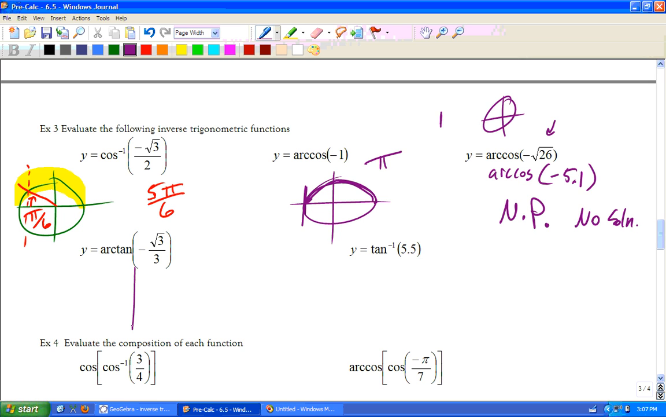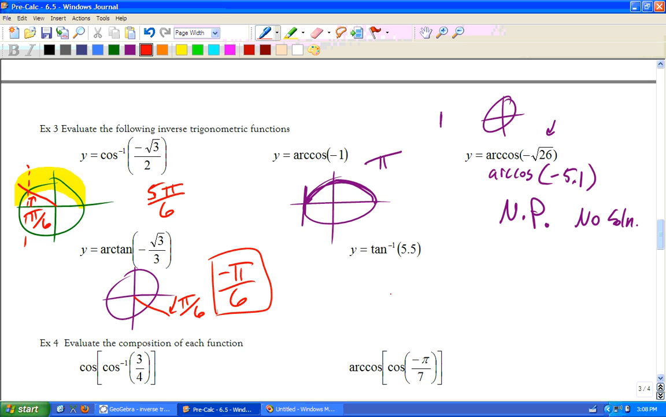Arc tangent of negative square root of 3 over 3. On the unit circle, I'm restricted for a tangent inverse between quadrants 1 and 4. I always associate tangent with slope. So when does my line have a slope of negative square root of 3 over 3? That's at a reference angle of pi over 6. In order to get to that pi over 6, though, since we have to rotate down to quadrant 4, our solution becomes negative pi over 6.